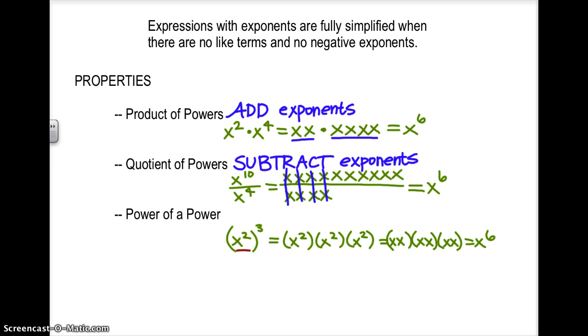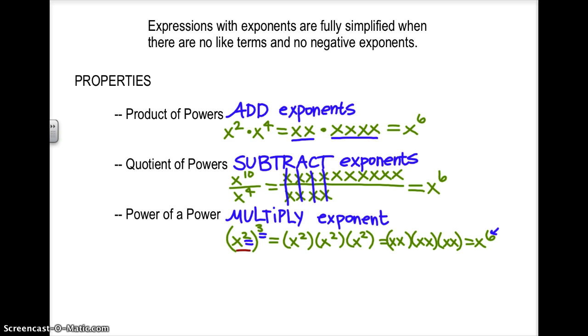But look right here. 2 times 3 gives us the 6. If you have one power raised to another power, you multiply the exponents. That's what a power does. It tells you how many times to multiply. Well, here we're multiplying by 3, so multiply by 3. Okay? Some basic properties. They're pretty simple if you think about how we get them.